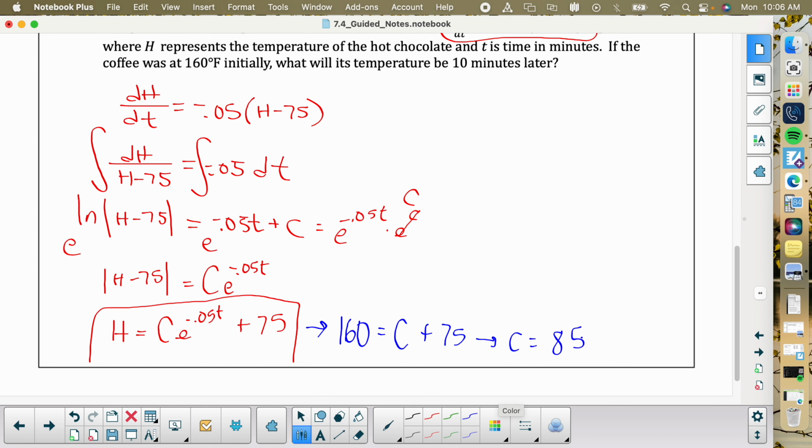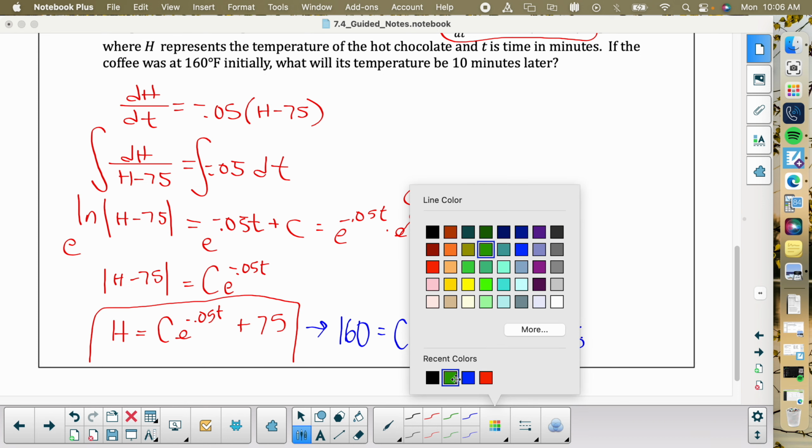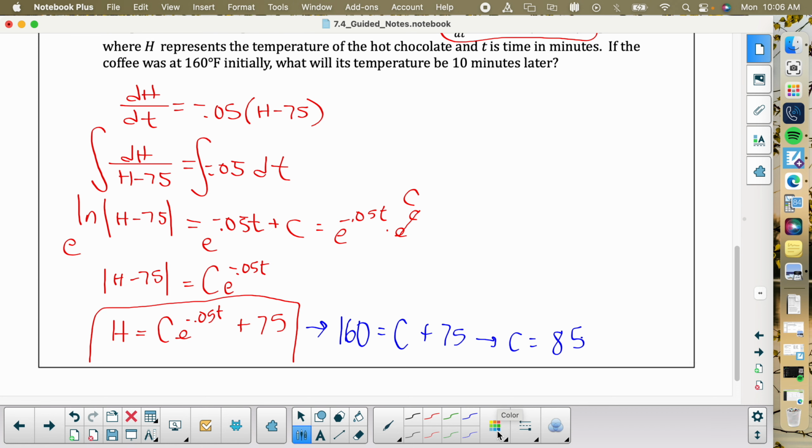Now, all I did was find the C value, which means I'm going to go up here and write down my completed equation with everything in. The temperature of the hot chocolate will be 85 E to the negative 0.05 T plus 75. And then the actual question I was trying to answer: what will its temperature be in 10 minutes? This one's at least nice in that you can just type it straight into the calculator, no solving. E to the negative 0.05 times 10.